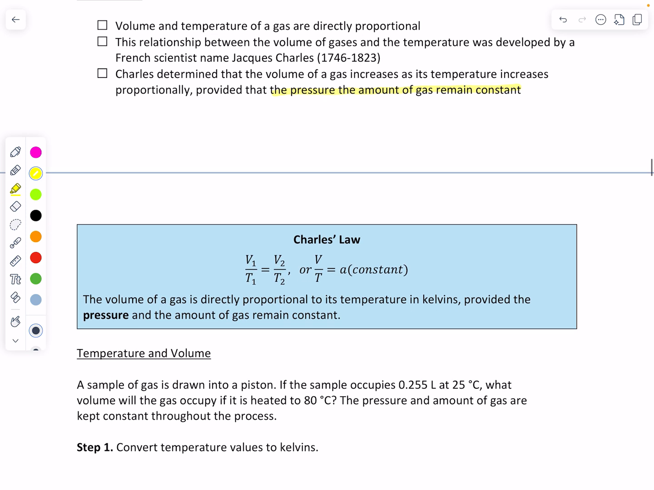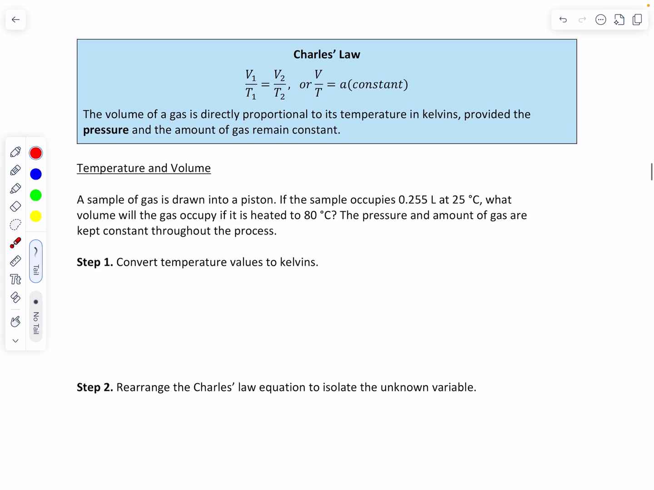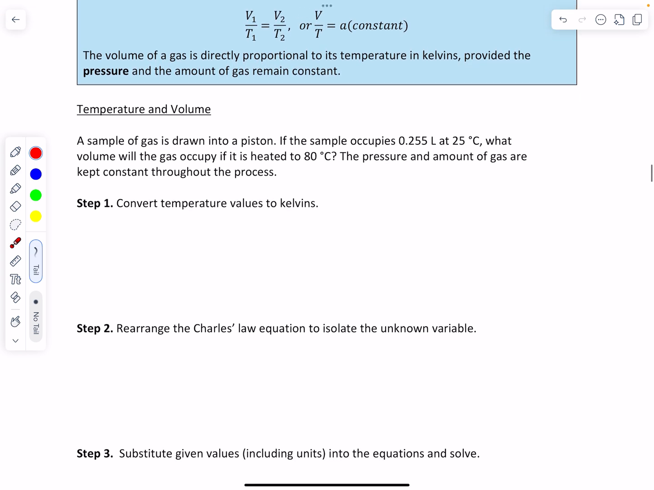Charles' law can be expressed as an equation. V1 over T1 equals V2 over T2. The volume of a gas is directly proportional to its temperature in Kelvin, provided the pressure and the amount of gas remain constant. Let's look at temperature and volume.